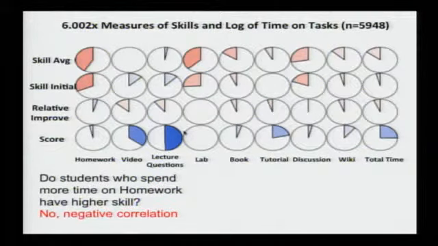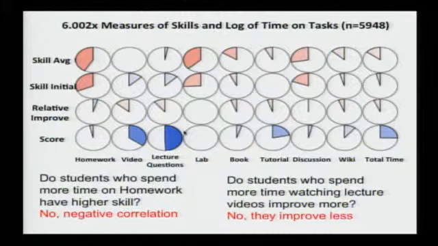I'm still upset by this line here. If we look at the relative improvement, well, we don't see much correlation between relative improvement and what students do, how they spend their time. But those correlations that are colored are statistically significant. And it's pretty clear there are a number of negative correlations that are statistically significant.